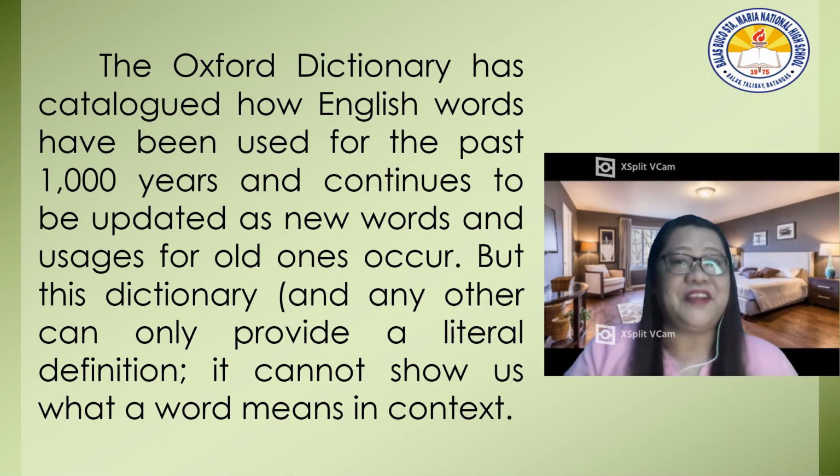The Oxford Dictionary has cataloged how English words have been used for the past 1,000 years and continues to be updated as new words and usages for old ones occur. But this dictionary and any other can only provide a literal definition. It cannot show us what a word means in a context.